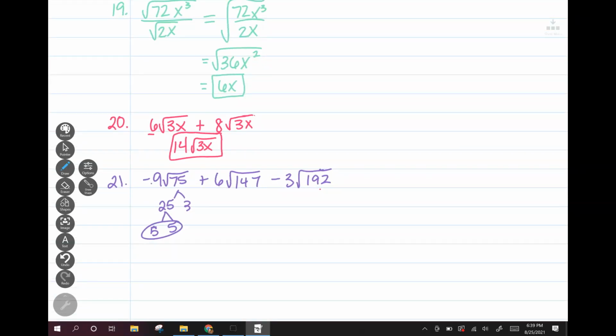So I'm taking a 5 out. I need to multiply it with the -9 that's already there. This 3 is going to stay inside. Okay, 147. I know that's divisible by 3 because all the digits add up to something divisible by 3. So it's 3 and 49. 49 is 7 and 7. Okay, so a 7 comes out, multiplies with the 6 that's already there, and a 3 stays inside.